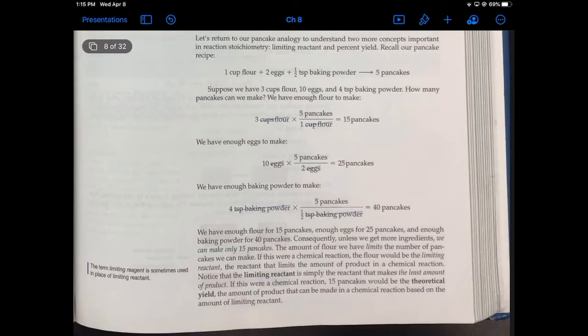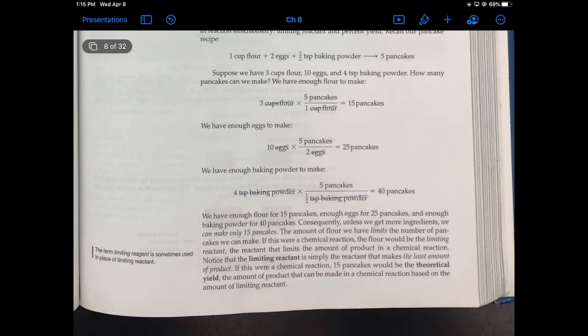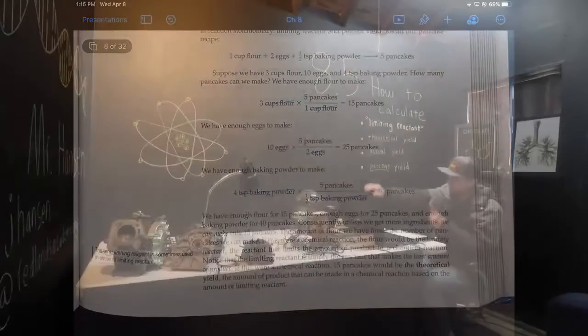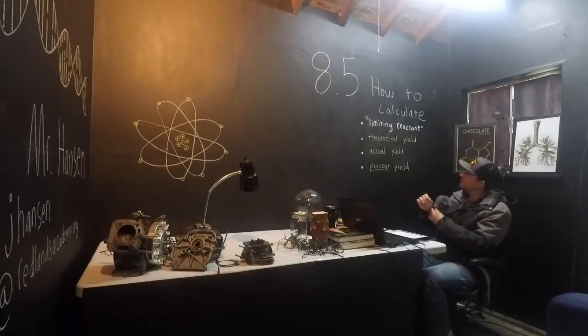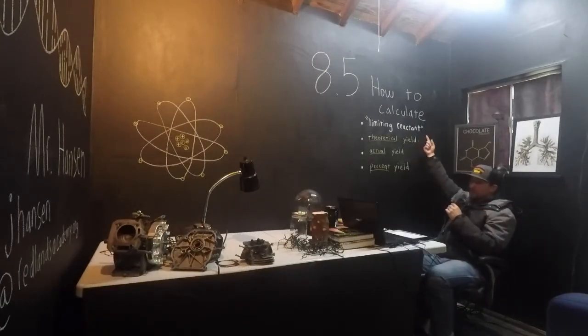So here we go. We're already getting to this concept of a limiting reactant. It's kind of self-explanatory in the term, limiting reactant. Sometimes it's called limiting reagent. A reagent and a reactant are simply the same thing. But the definition is simply the reactant that makes the least amount of product. Doesn't that make sense?